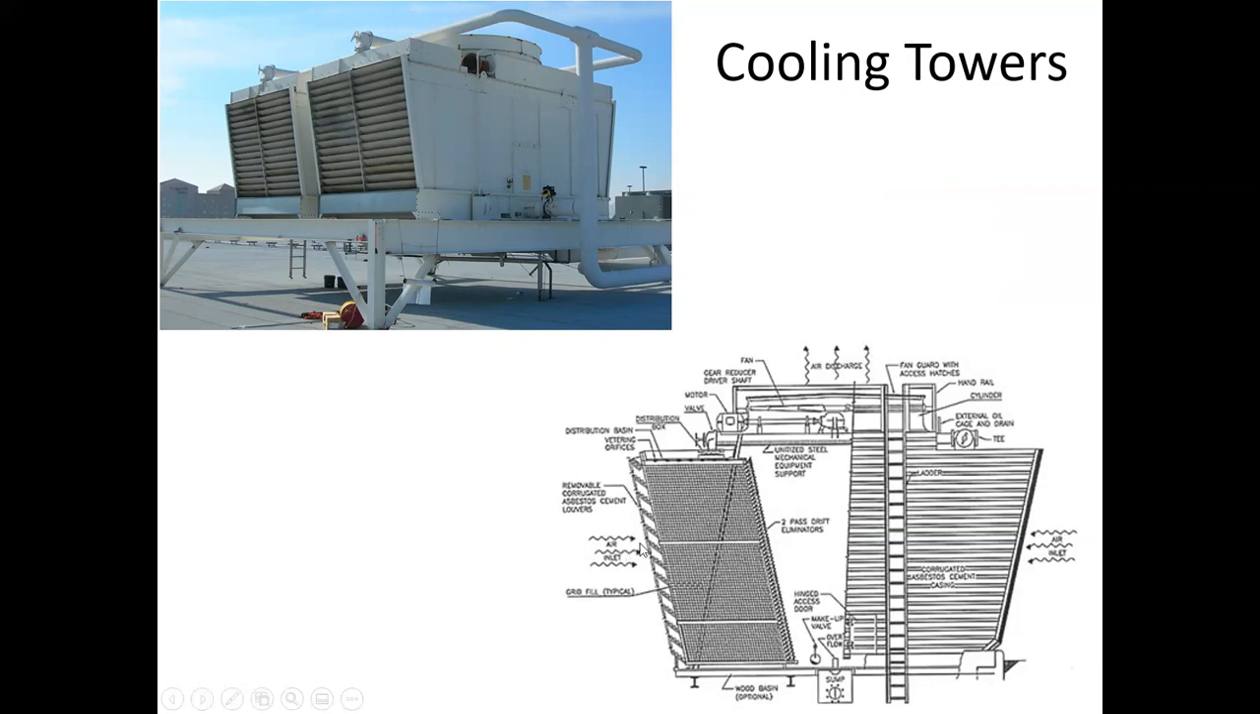So the air comes across, the water's falling down, and it evaporates a little bit of the water, which cools down the water. Then the water falls down to the bottom and is pumped back to the chiller, and it just runs around in a circle. We have to continually add some makeup water to this because it's evaporating a little bit.